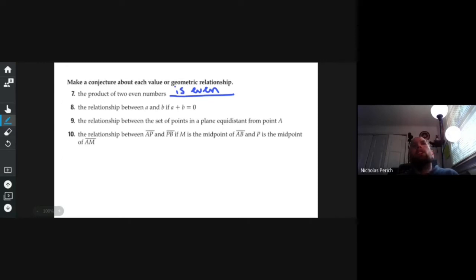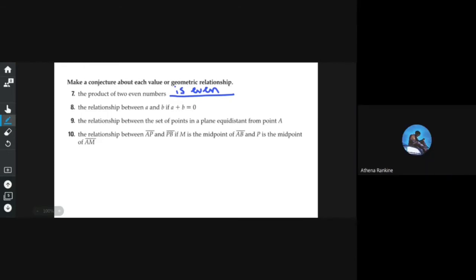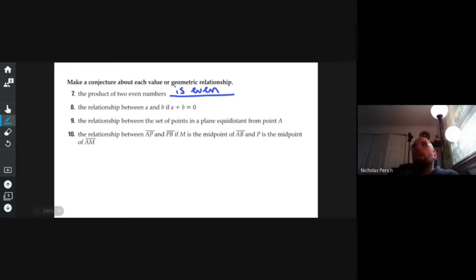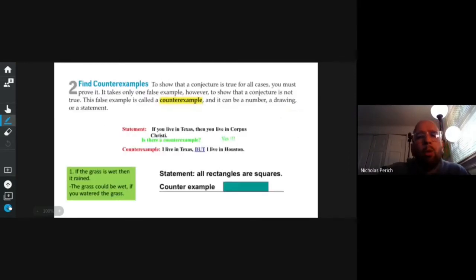Well, if they're the same number, then 5 plus 5 is 10. So how can I change one of those things to make it instead 0? 5 plus what? Negative 5. So if A and B add up to 0, then A and B are the same number, but one of those numbers is what? Negative. So you are now leaving the math zone and entering the logic and reasoning zone, which is going to be very fun for a few of you, I think. But let's move on, because the next part's a little bit more important.